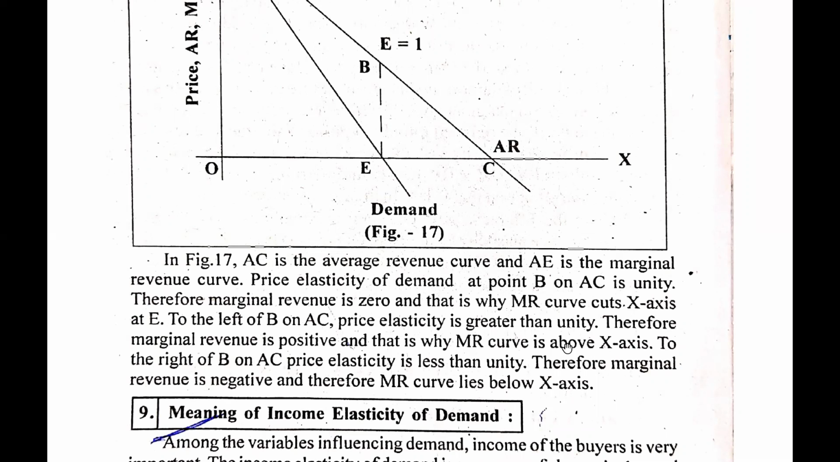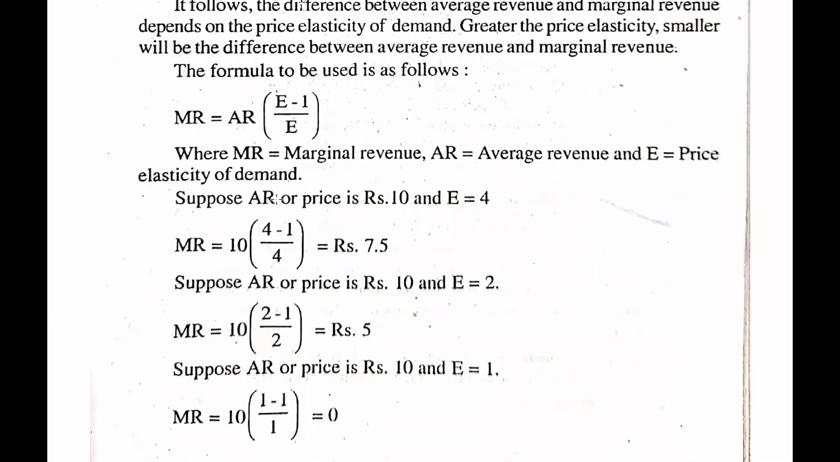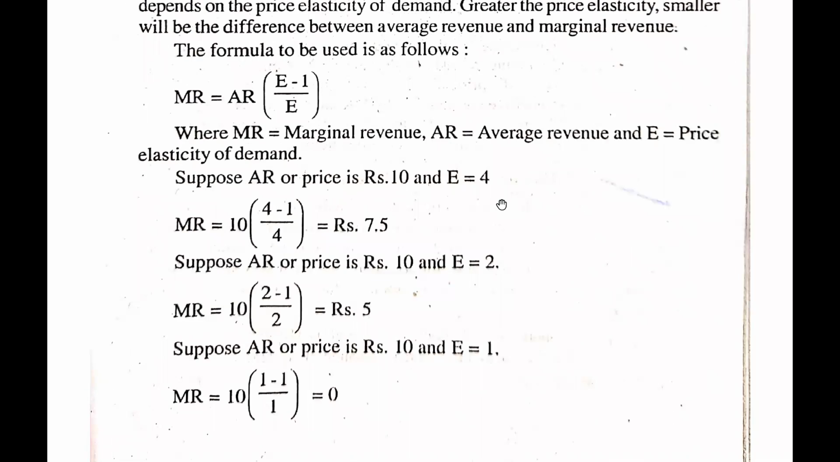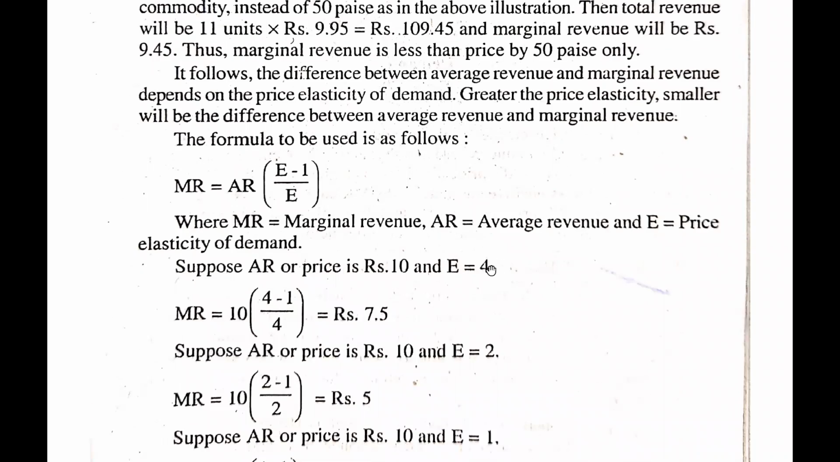Price elasticity is greater than unity. So, guys, this is all about the explanation of the diagram, and you can clearly understand how the marginal revenue, the average revenue and price elasticity of demand are connected. As the price elasticity of demand changes, marginal revenue will also change. So when they are connected, this is possible.